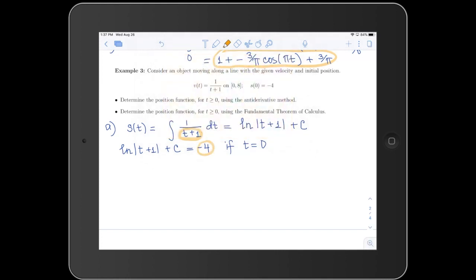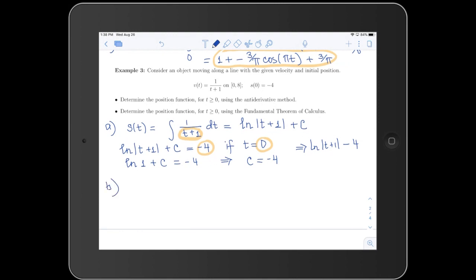Okay. So -4 and 0. All right, so once we plug this in, we get natural log of 1 plus c is equal to -4. Natural log of 1 is 0, right? Yep. Good. So we have 0, c is equal to -4. Okay, so that means our answer is natural log of absolute value of t plus 1 minus 4. That is the position function that satisfies this initial condition.